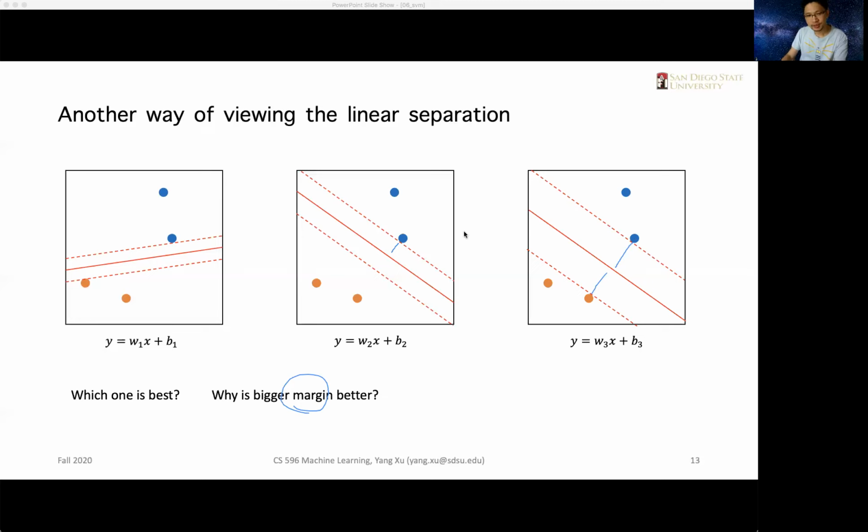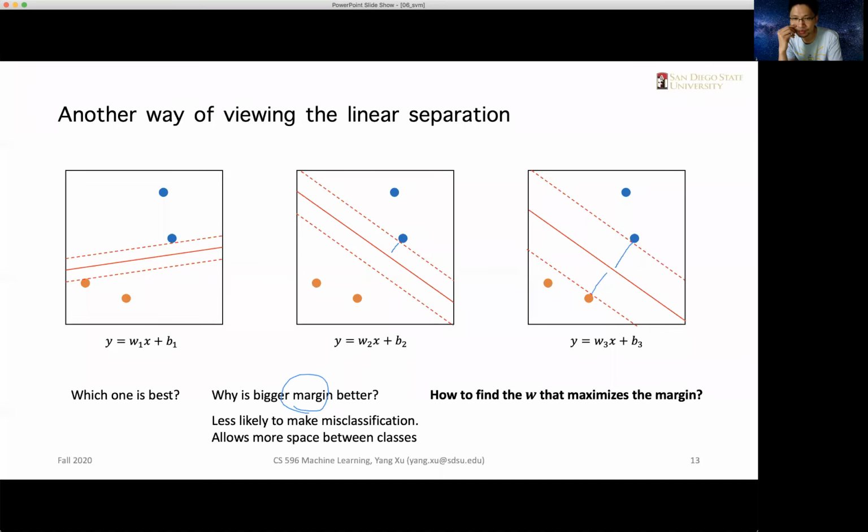So in the case of the model, when the margin is small, the model is more likely to make mistakes. It is more likely to make misclassifications. Okay, so we want large margins, so more space between classes. So the problem becomes how we can find the W's and the B's that maximize the margins, right?